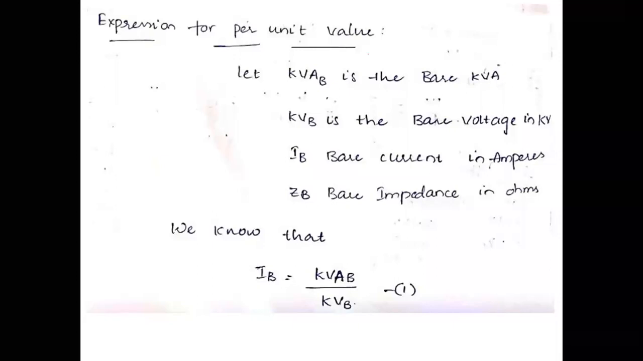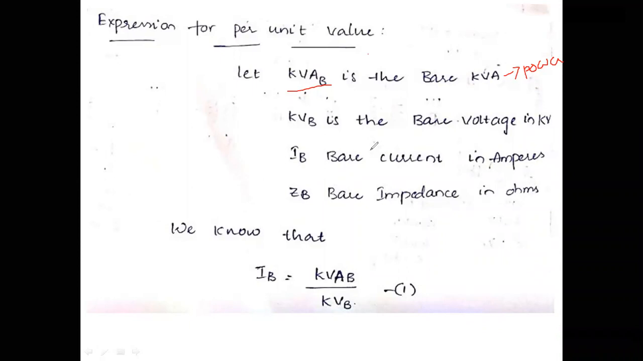I have assumed the base KVA. So this is KVA base, the base value of the power. KVA is nothing but power; please remember, this is the unit of power. The power rating is nothing but KVA base. This is the base value. KV base is the base voltage in kV. I base is the base current in amperes. These are my assumptions; these are not the actual values.